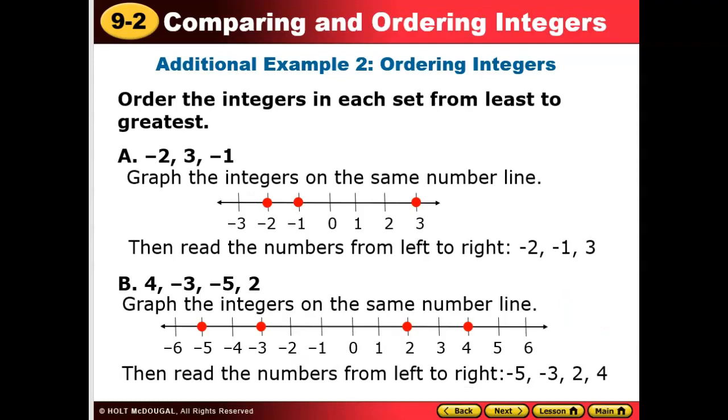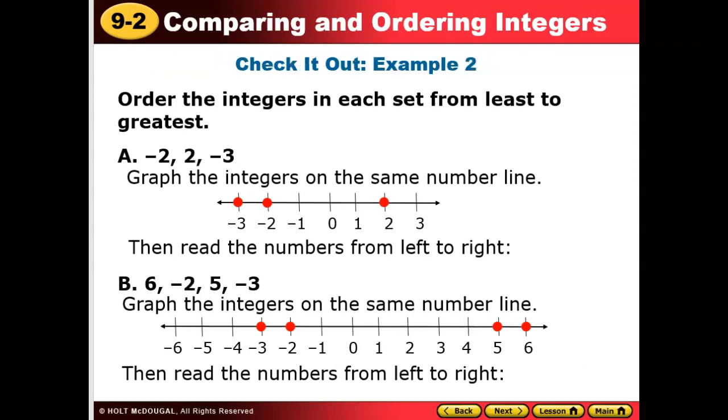Let's do one more set. Okay, they have them plotted for you, but the numbers were -2, 2, and -3. Here's -2, here's +2, and there's -3. And again, they're asking from least to greatest, so we're reading from left to right. So you would have -3, -2, and 2.